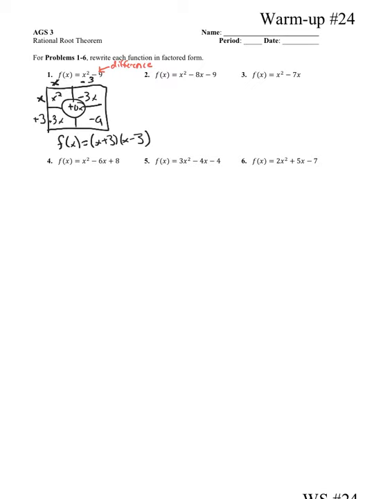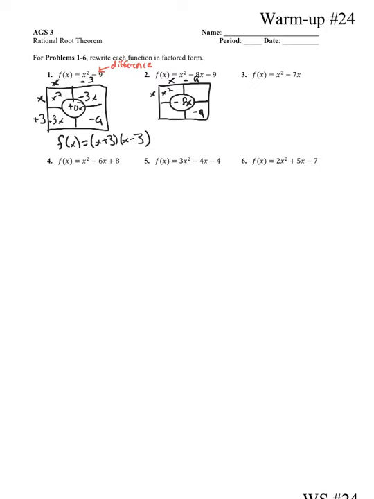All right, so problem 2, this one looks like it's going to be more of just a traditional factoring problem. I have x squared minus 8x minus 9. And usually when I see an 8x minus 9, the factors of 9 are 3 and 3. Well, we just did 3 and 3. That's not going to work.